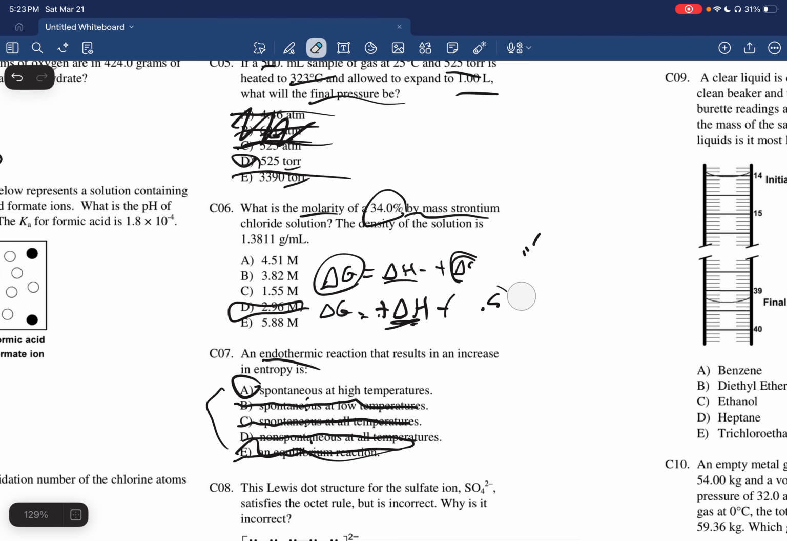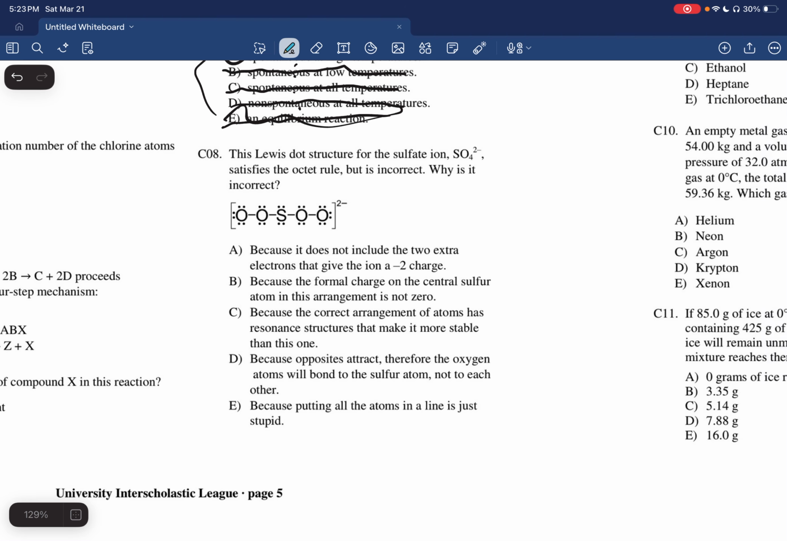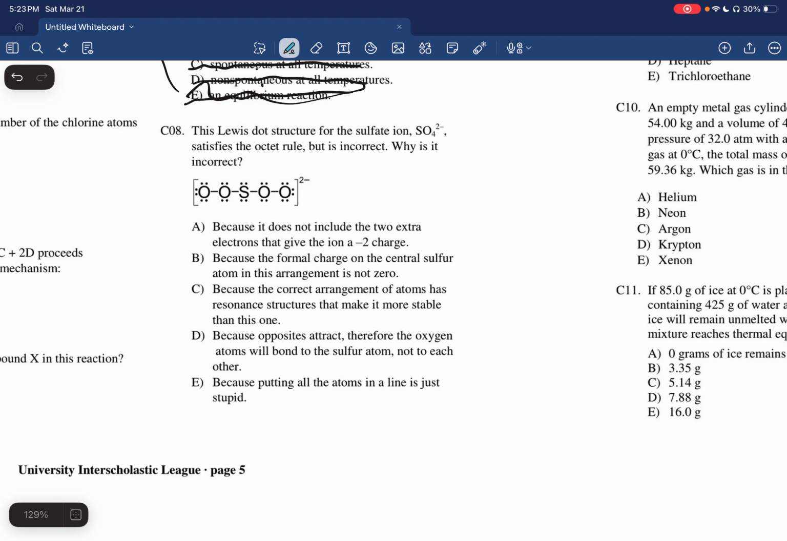Get rid of all this stuff because I'm just making a mess on this paper. All right, so the next one is saying the Lewis dot structure for the sulfate ion satisfies the octet rule, but is incorrect. Why is it incorrect? The issue with this structure is it ignores resonance. In reality, the sulfate ion has multiple resonance structures where electrons are distributed amongst several sulfur-oxygen bonds. And these resonance structures lower the overall energy of the ion and stabilize it. Because this doesn't give a resonance structure, it's not the correct depiction.